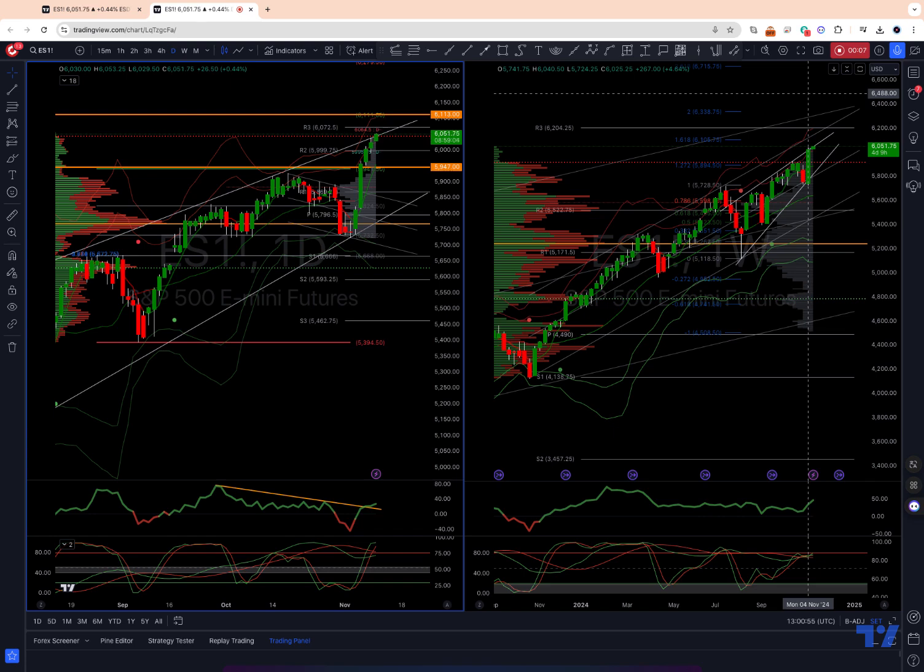Want to take a look at the S&P 500 using the E-mini futures contract and put together some potential action areas for the trading week ahead and some price objectives that we can realistically target. So before we jump into the technical picture, quick review of the macro side of things.